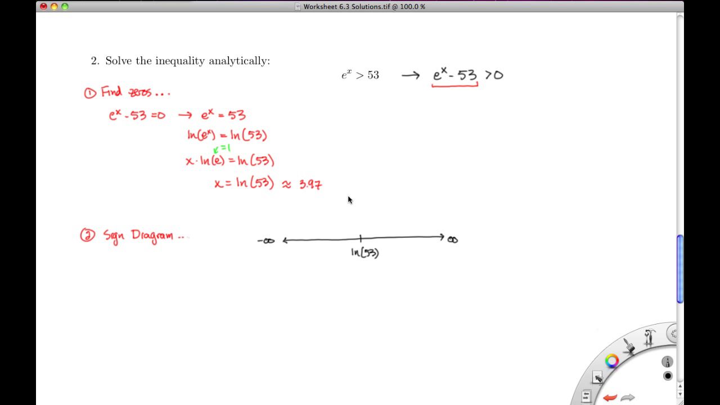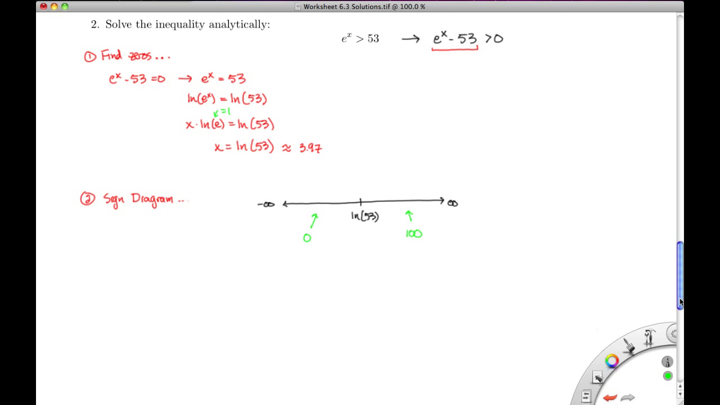So now we have to pick our test points. I'm going to pick 0 from this side, and since this is a little bit less than 4 over here, I'm just going to be safe and pick 100 because it's easy to work with. Remember, with these sign diagrams and testing points, all we're interested in is whether it's positive or negative on that interval. So this is our equation up here, e to the x minus 53, and we're going to use that in this process.